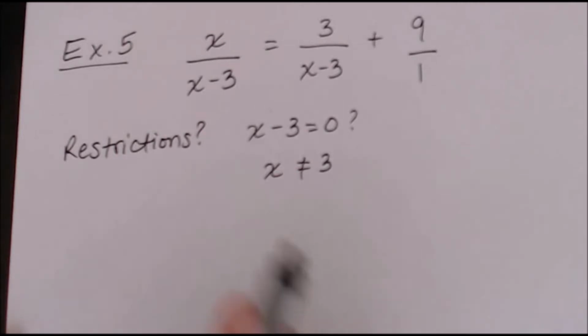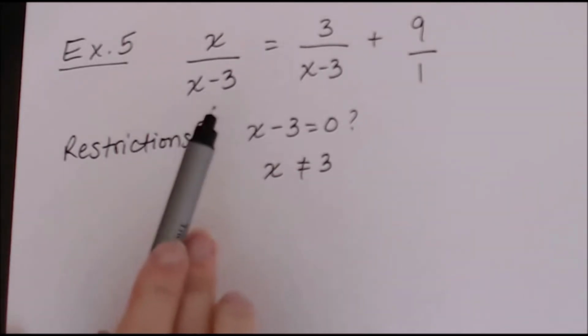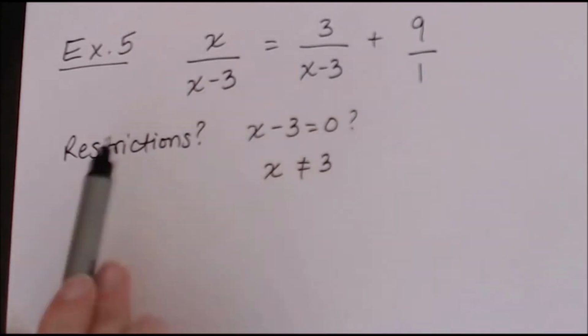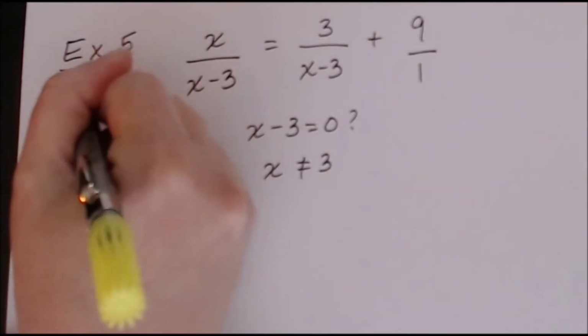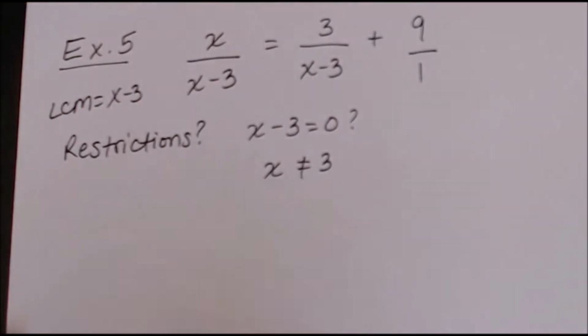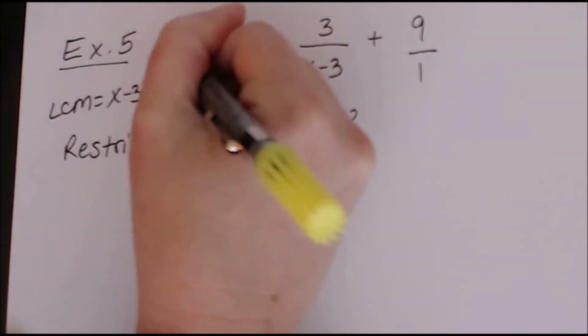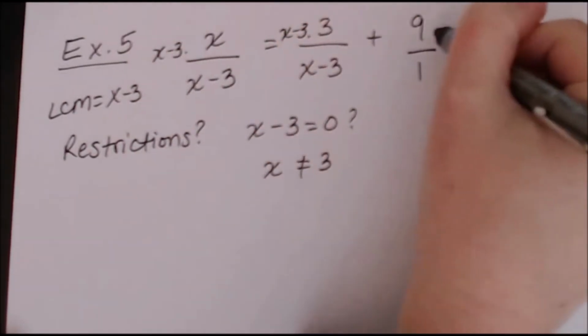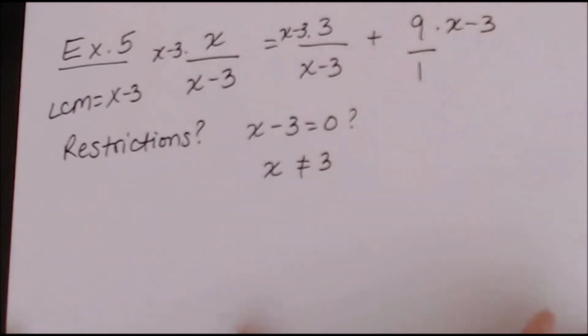My least common multiple needs to be a combination of all my denominators. Well, this isn't too bad. My denominators are x minus 3, and 1. So if I multiply everything by x minus 3, that should clear the fractions for me. So I'm going to multiply the first fraction by x minus 3, the second fraction by x minus 3, and the third fraction by x minus 3.